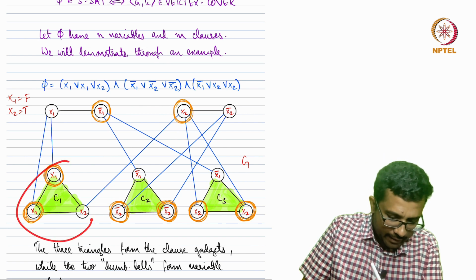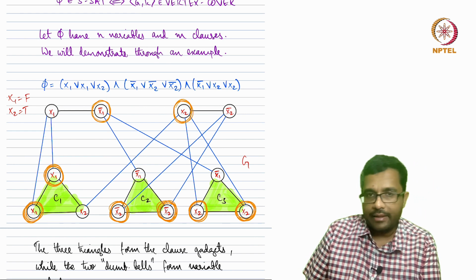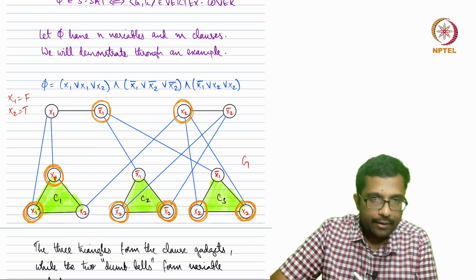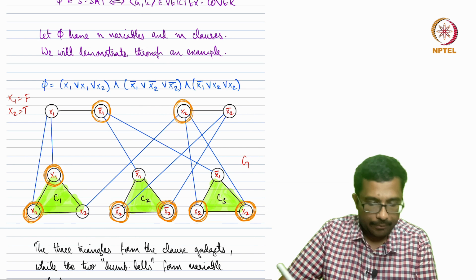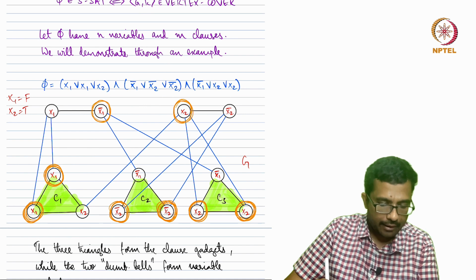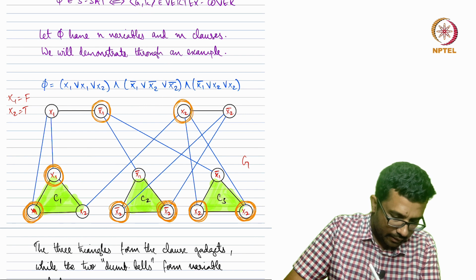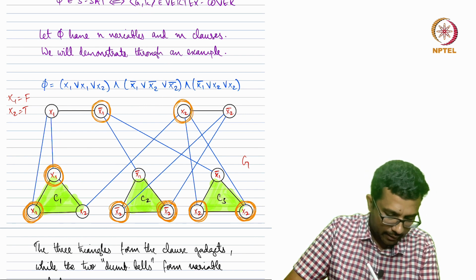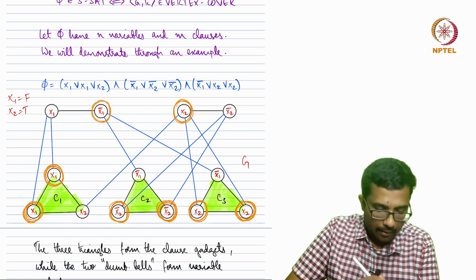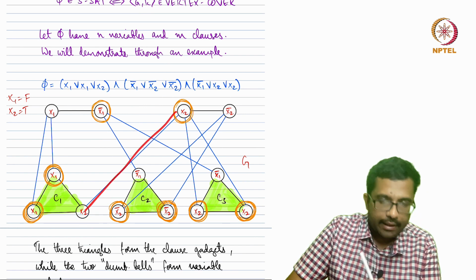For each clause gadget there are 3 edges coming out of it, one from each vertex of that clause gadget. Two of these edges going to the variable gadget are anyway covered. If we take C1, these 2 edges are covered because these x1 and x1 are part of the vertex cover. So the only thing that remains to be argued is this x2 edge, how is that covered?